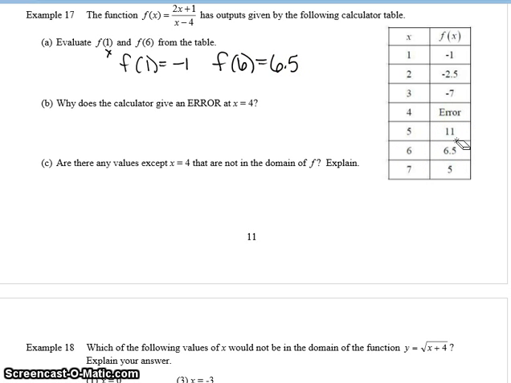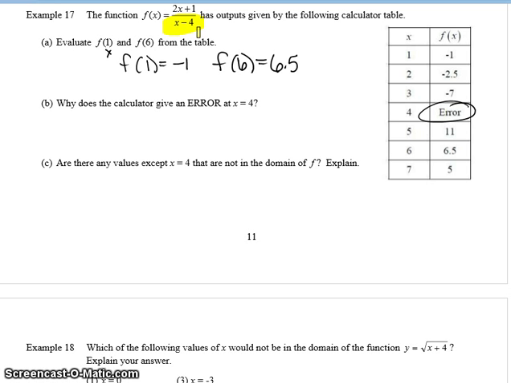Why does the calculator give an error at x equals 4? So let's think about this. So go back up to your original function here. Look at that denominator. Okay, you got to be really, really careful with fractions. We learned about what causes a fraction to be undefined. So basically, undefined means what value for x would you plug in and it would result in a 0.